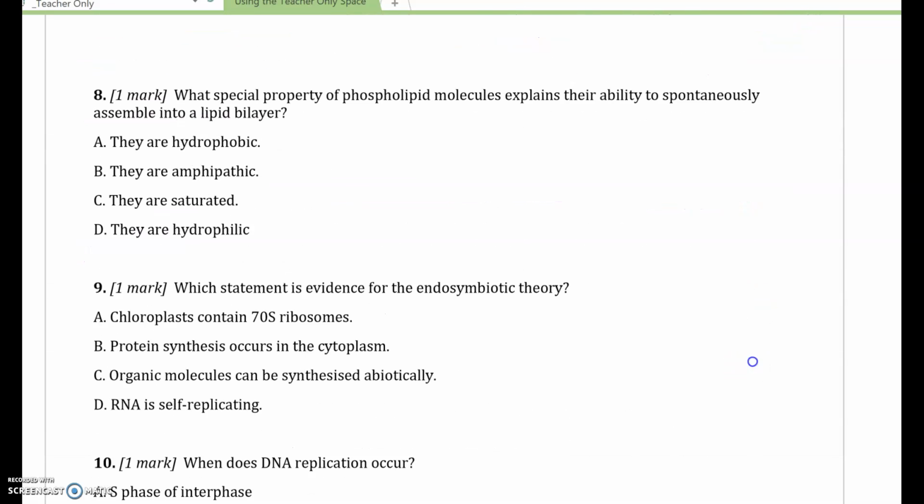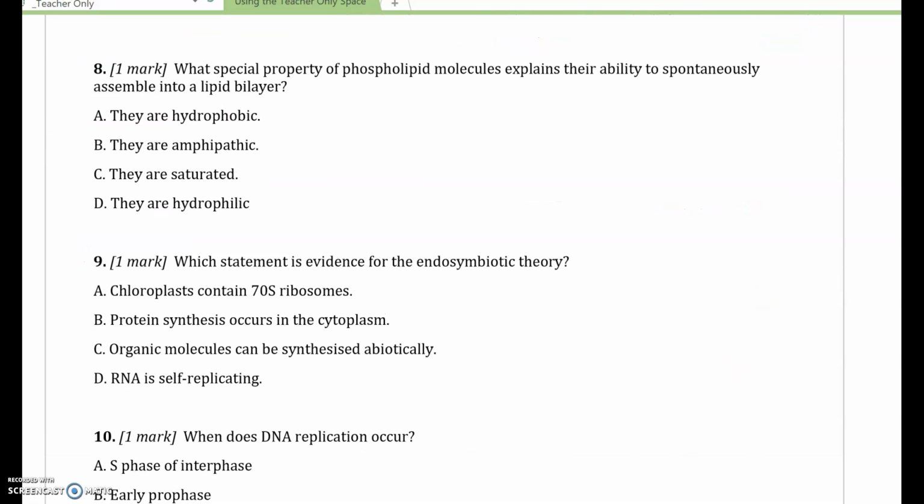Okay, so then question 8. What is the special property of phospholipid bilayers which explains their ability to spontaneously assemble in a lipid bilayer? So that's this idea that it's got a bit that's hydrophobic and a bit that's hydrophilic, which, if you remember, has that fantastic word amphipathic. And so the answer there is B.